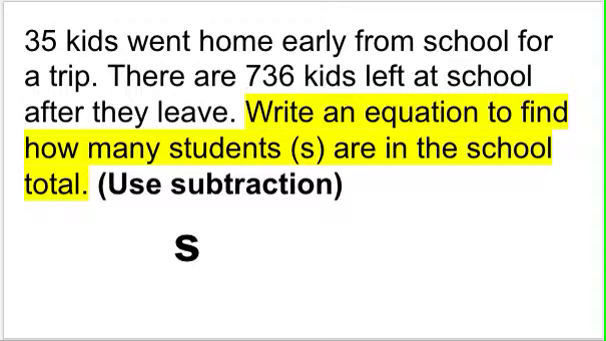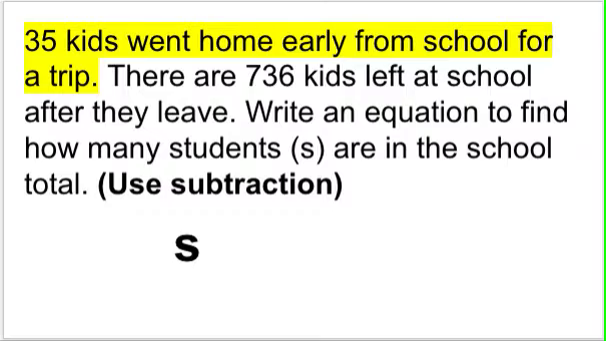Okay, now I'm going to go back into the story problem and start piecing some things together. The first one says 35 kids went home early from school for a trip. Now notice this one says we have to use subtraction, so we have to use a subtraction sign. S is how many kids are in the entire school. 35 of them went home. If they leave, that is subtraction. So now we have S take away 35.